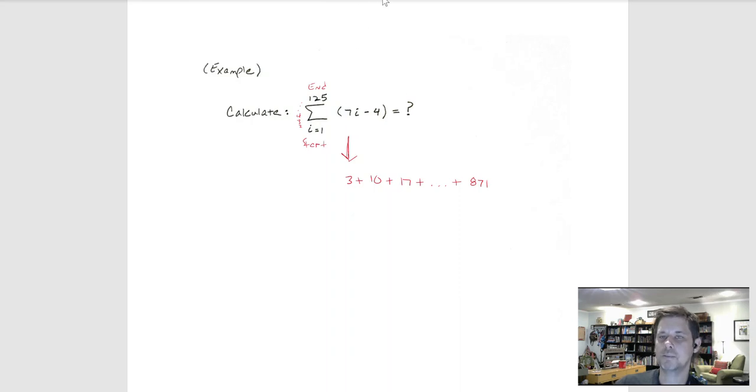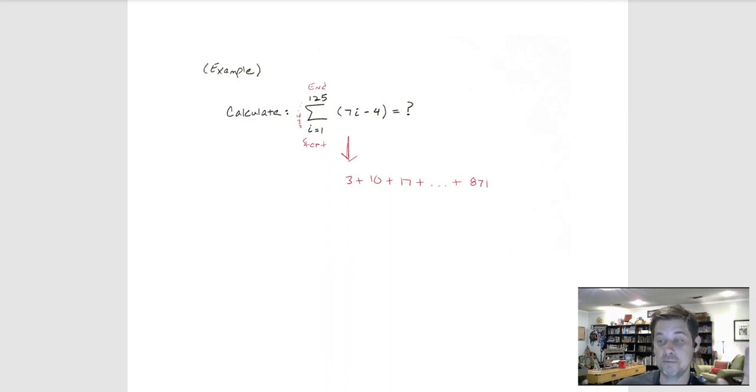Sorry, I paused my video because my computer seemed a little glitchy. But anyway, I have written out what this means. And then my task is to find out what is 3 plus 10 plus 17 plus, all the way up to the very last number, what you get when you put 125 into this thing, which is 871, okay? Now, I could have written this whole thing out and added all those numbers together, and if I did that, I would have the answer.